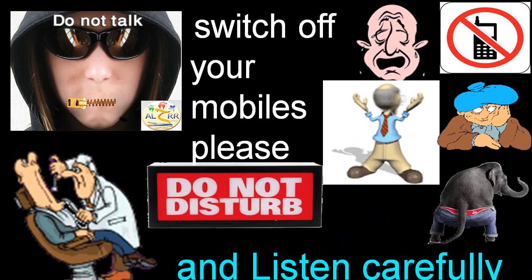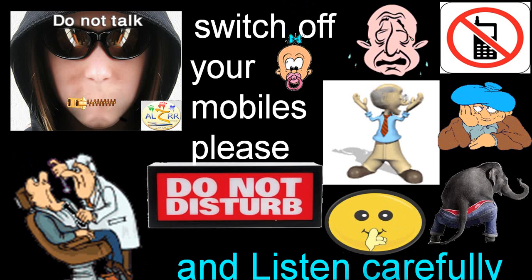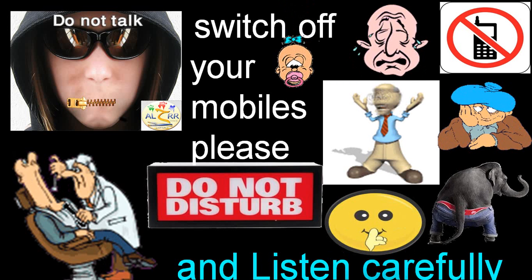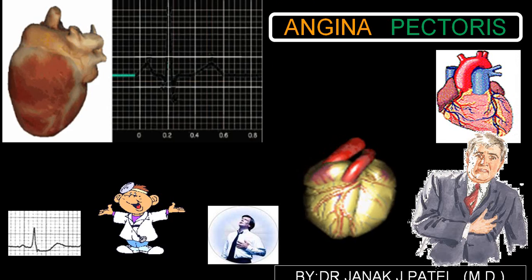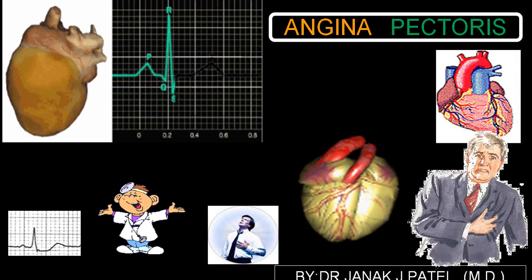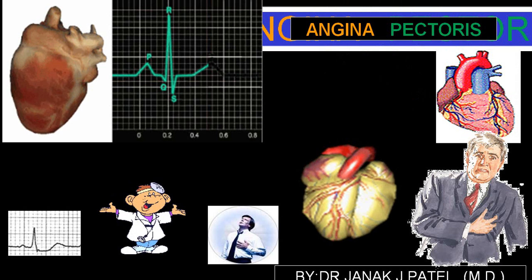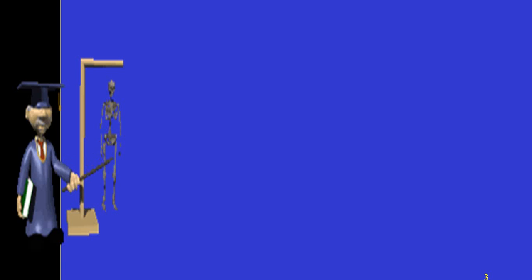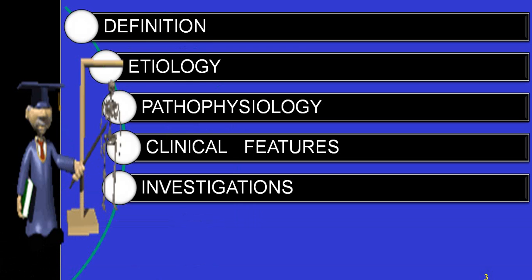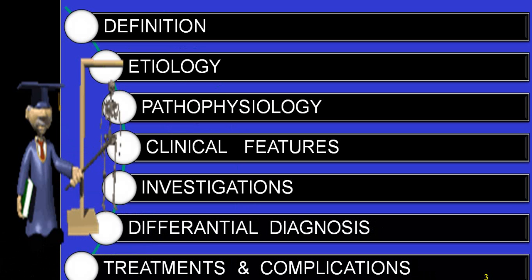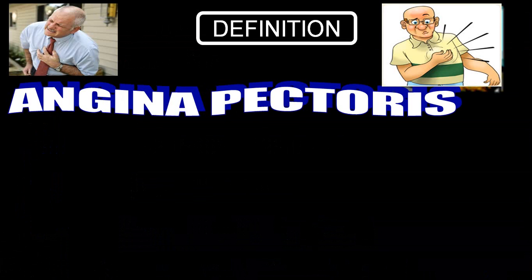Today we'll be discussing the second part of ischemic heart disease, that is angina, also called stable angina, typical angina, effort angina, or angina pectoris. So there are many different names for this angina. As usual, we'll be discussing under the headings definition, etiology, pathophysiology, clinical features, investigations, differential diagnosis, treatment, and complications.